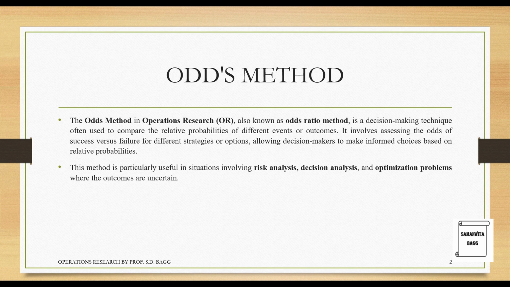The odds method in operations research, also known as odds ratio method, is a decision-making technique often used to compare the relative probabilities of different events or outcomes. It involves assessing the odds of success versus failure for different strategies or options, allowing decision makers to make informed choices based on relative probabilities. This method is particularly useful in situations involving risk analysis, decision analysis, and optimization problems where the outcomes are uncertain.